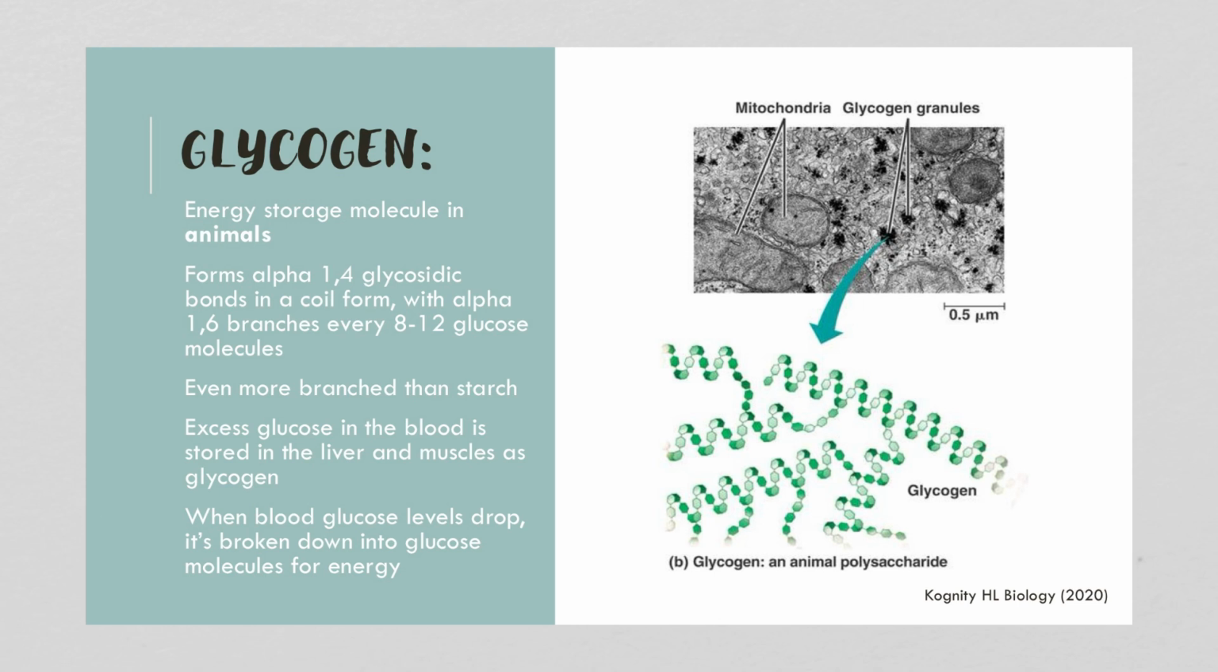And the excess glucose in our blood gets stored in our liver and muscles as glycogen. And then when our glucose levels drop in our blood, it gets broken down into glucose molecules for energy. So that's why we don't have to eat continually. We can actually store up some of our glucose stores in the form of glycogen and then release it as we start to need more glucose in our body.